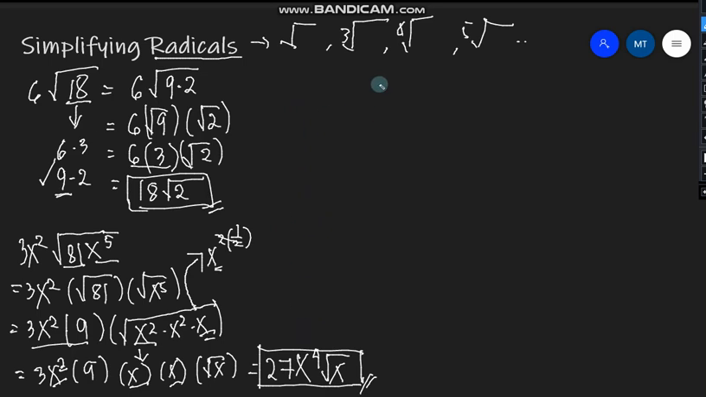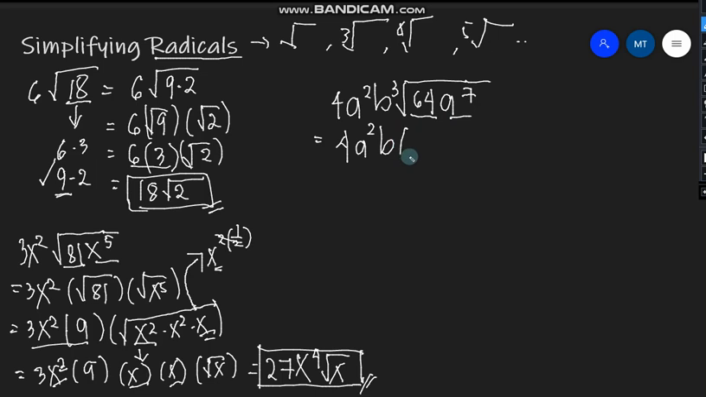Now, what if we have cube root? Sige, ibahin na lang natin yung variable. So, another example. What if this time we have 4a squared b cube root of 64a raised to 7. Okay, so let's start solving it. You just have to copy that for a while. And then let's separate cube root of 64 and cube root of a raised to 7.